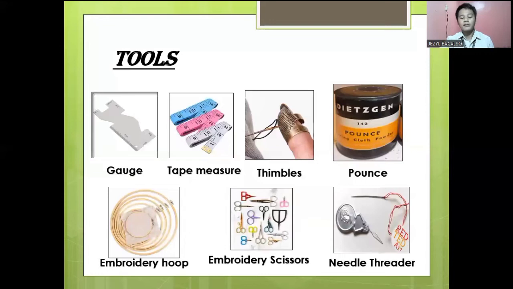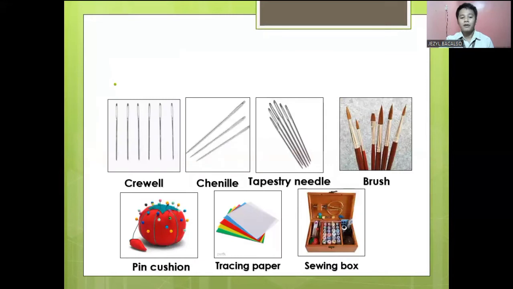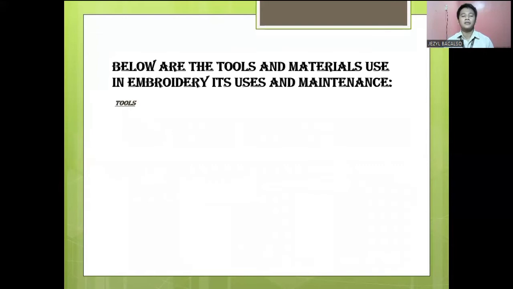Then here are the tools that can be used in embroidery. So kindly familiarize yourselves with the photos. The number one photo shows the gauge, tape measure, thimbles, pouch, embroidery hoop, embroidery scissors, needle threader, crewel, chenille, tapestry needle, brush, punch, tracing paper, and sewing box. So below are the tools and materials used in embroidery, its uses and maintenance.